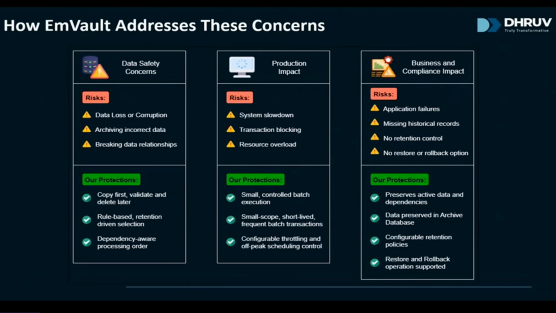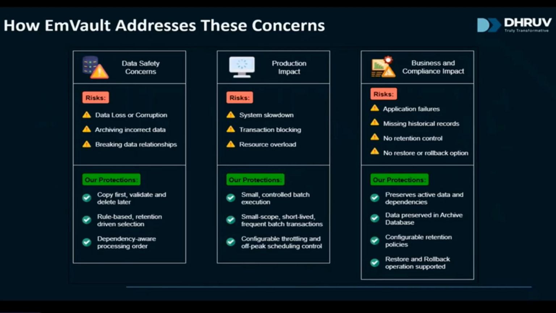Now let's see how EmVault addresses these concerns. First, let's see about data safety. EmVault follows copy, validate, delete approach. Data is first copied to the archive database, validated for integrity, and only then deleted from the source database. This ensures no data loss. It also uses rule-based, retention-driven selection, meaning only the data you defined gets processed. Finally, it processes data in a relationship-aware order, maintaining referential integrity and preventing orphaned records.